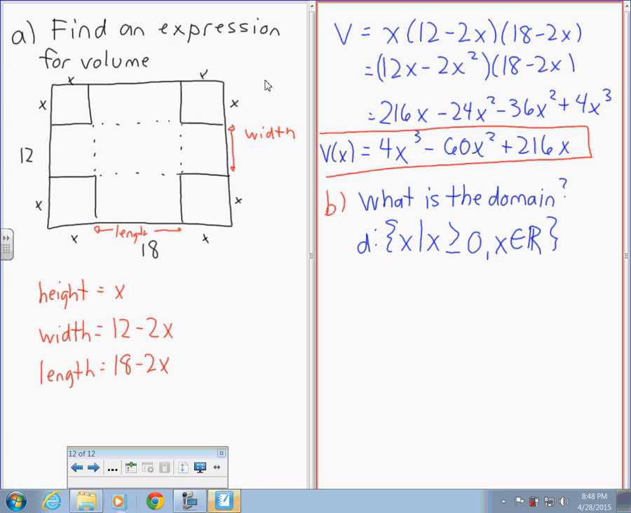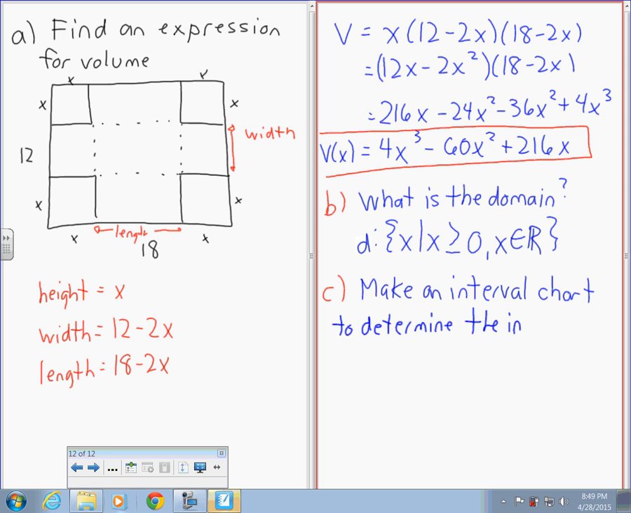Okay, letter C is going to say determine the intervals of increase, make an interval chart to determine the intervals of increase and decrease for V of x.